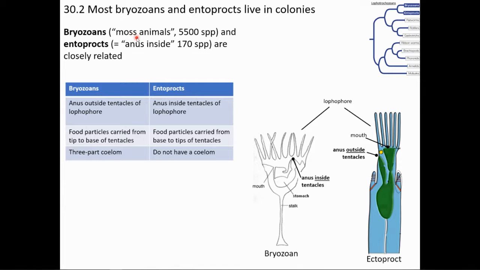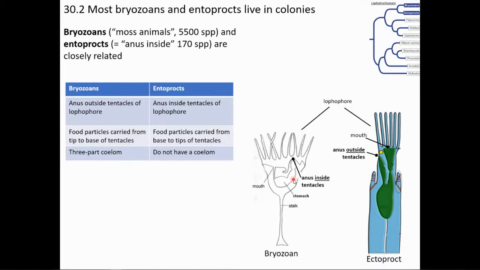The bryozoans are referred to as moss animals. There's about 5,000 species. And the entoprocts, which essentially translates to "anus inside," and I'll explain that in a second, there's fewer species, about 170, okay? And these are some of the main differences between them.